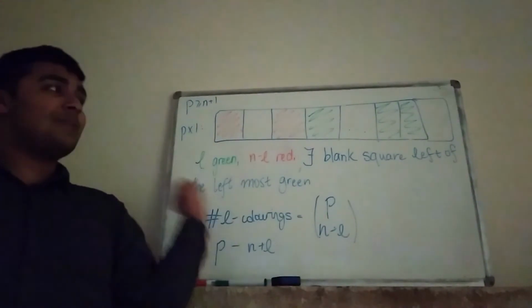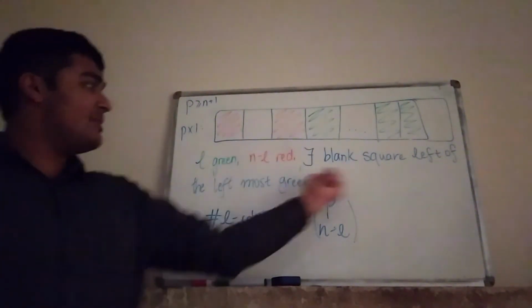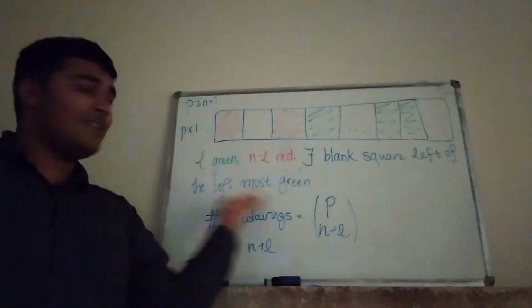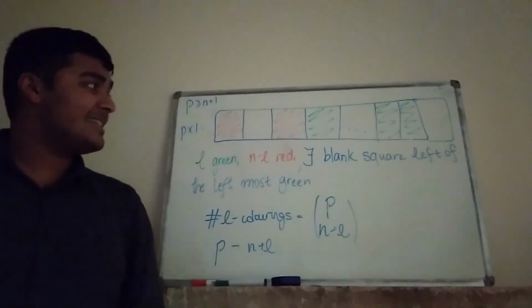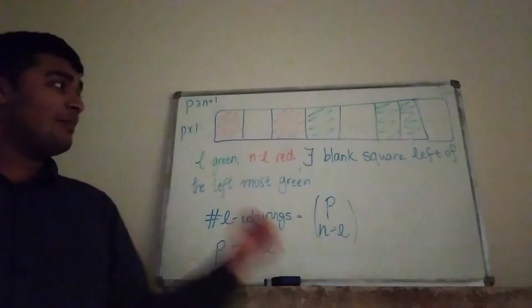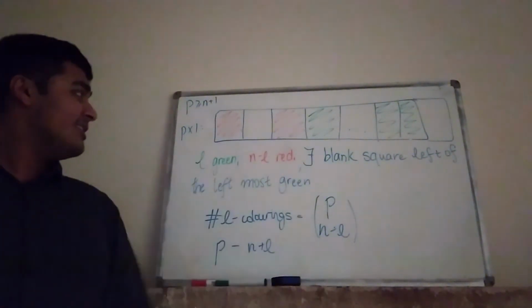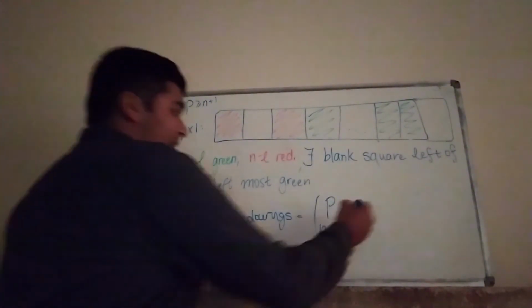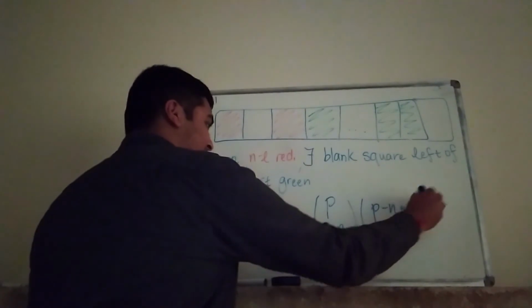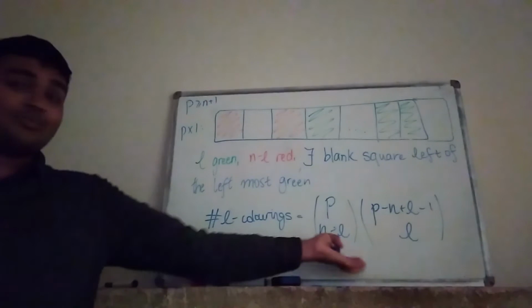Right of the leftmost blank square. Okay, so that means that that square there is always going to be there, so we can always have this property here. But if we put a green square there, then this property vanishes. Okay, but we need this property to exist for it to be a valid colouring. Okay, so that means we've got p minus n plus l minus 1 squares to put the green squares in, and we've got l green squares to put in, sorry. So that means we've got p minus n plus l minus 1 choose l. That's where that comes from here, and this probably looks pretty familiar.